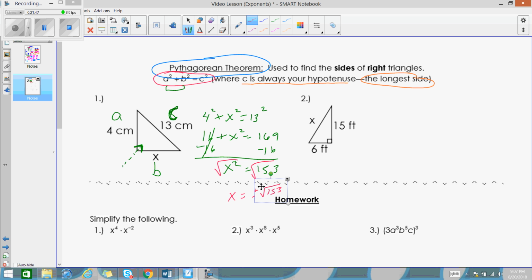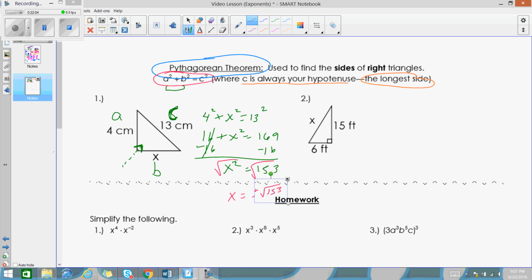Now, you haven't really gone over simplifying radicals yet. That will be next week, Friday. So what we're going to do is leave it as the square root of 153 right now. But notice that I put plus or minus the square root of 153. Anytime you take a square root in an equation, you actually get two values. You get a positive value and a negative value.